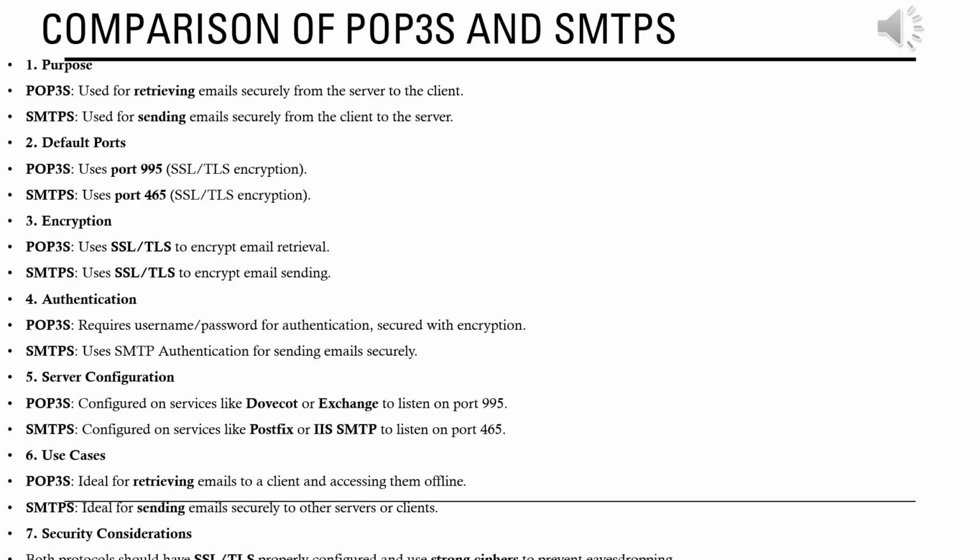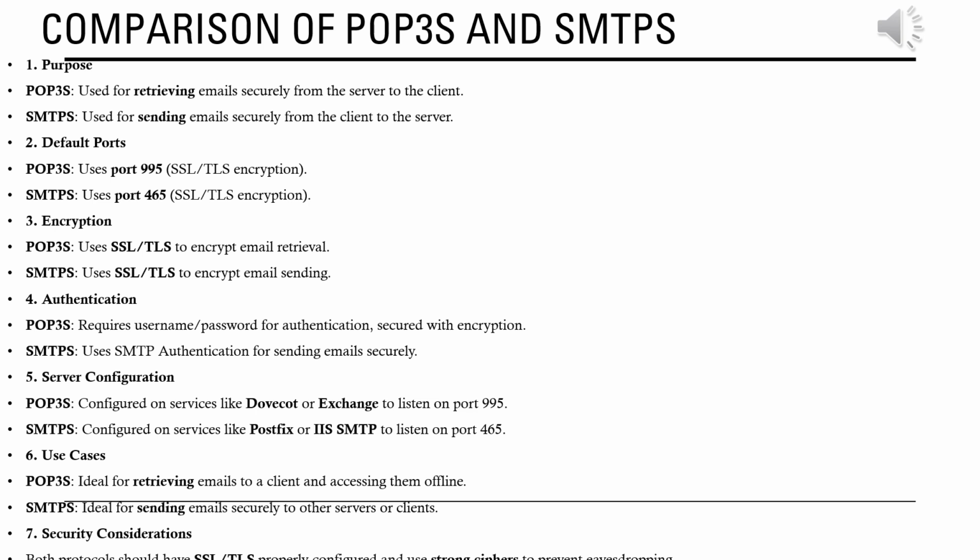Okay, so we got a bunch of different comparisons when it comes to POP3S and SMTPS. Number one, the purpose. POP3S is used for retrieving emails to a client, while SMTPS sends emails securely from a client to the server. Number two would be default ports. POP3S uses 995 and SMTPS uses 465. Number three will be encryption.